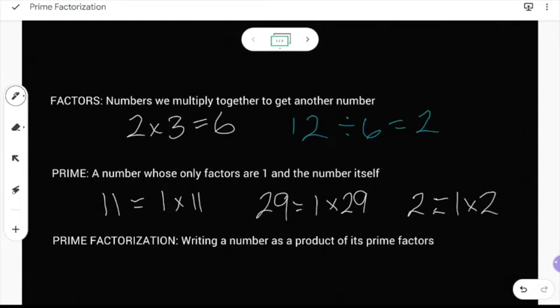And we do not consider 1 to be a prime number. 1 is its own special number. It is not prime or composite. So 1 is separate.